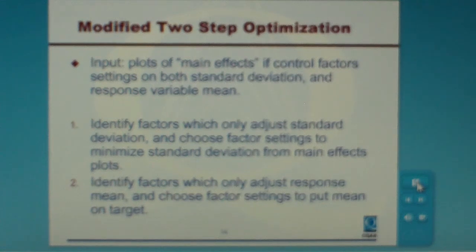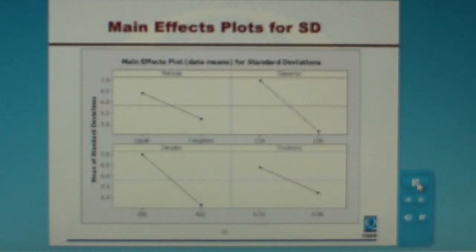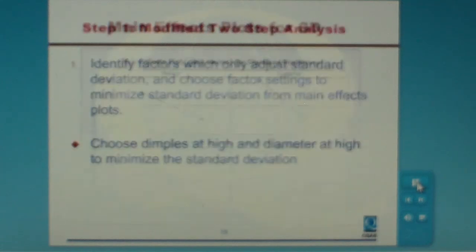Maybe the modified 2-step approach will shed some light on the inconsistency. Here we will first pick the factor levels to minimize the standard deviation, then set factors to maximize the distance. These are effects plots for the standard deviation. Remember, for standard deviations we want lower values. So it looks like dimples and diameter have a larger effect on the standard deviation. Material and thickness have a smaller effect.